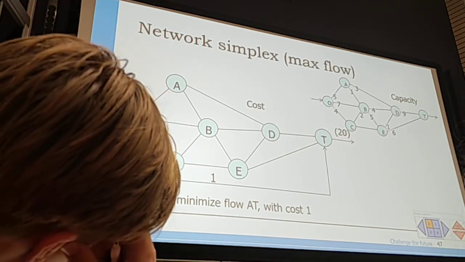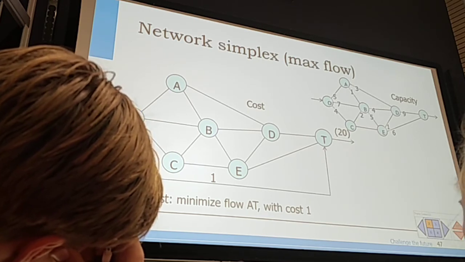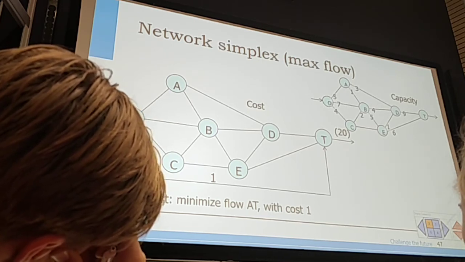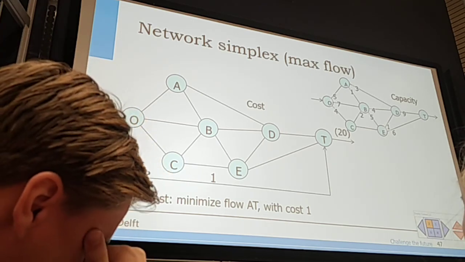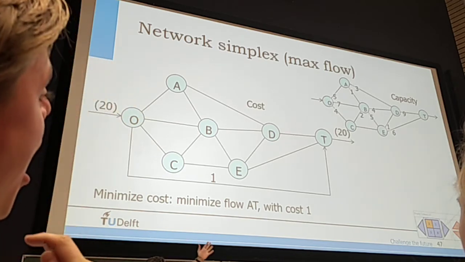Also, you can use the network simplex method to calculate the maximum flow. So this was the minimum cost flow, but we can also look at the maximum flow. What we do in that case is we create an extra artificial link, a bypass going from O to T.